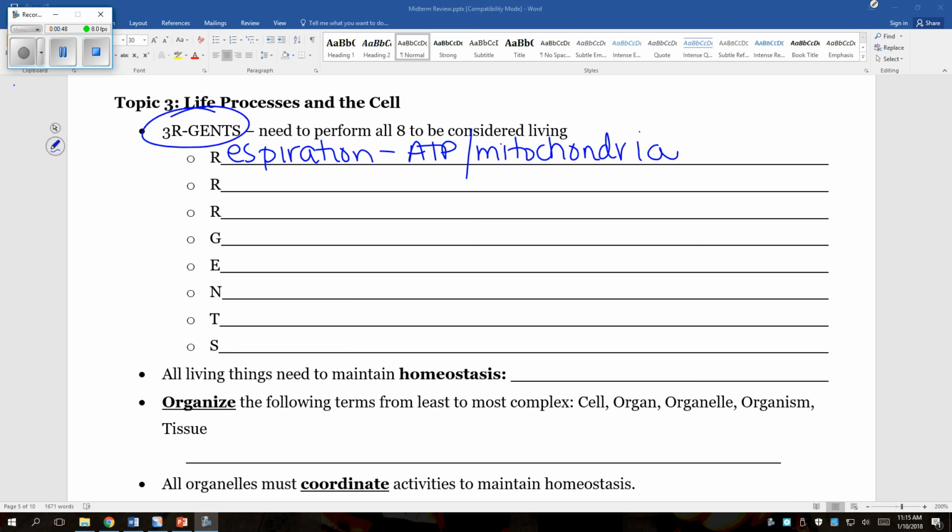Our next life function is regulation. Keywords for regulation are going to be to control. Also, coordinate could work there. Remember, if you look at that base, we actually have the word regulate.